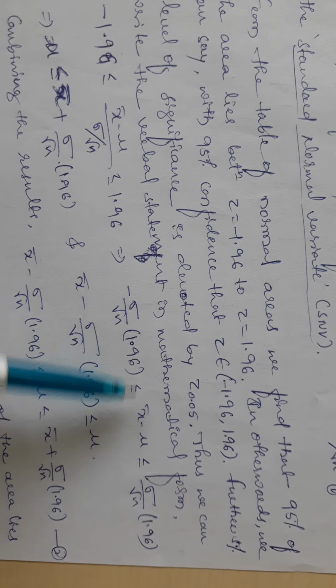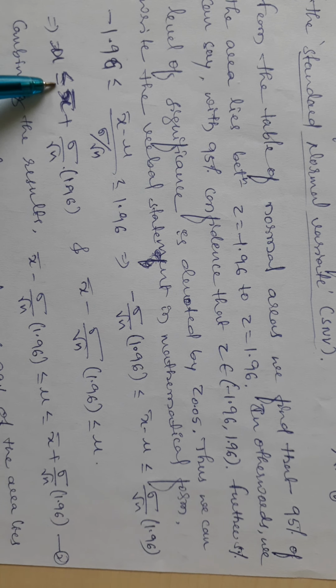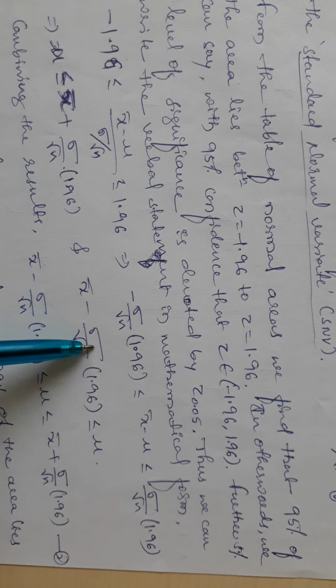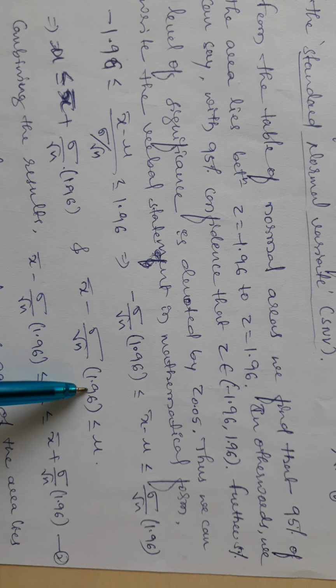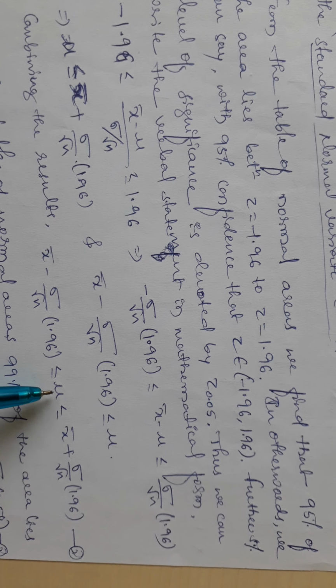Now, by simplifying, mu is less than or equal to x bar plus sigma divided by square root of n into 1.96, and x bar minus sigma divided by square root of n into 1.96 is less than or equal to mu. Now, combining these results, mu lies between x bar minus sigma divided by square root of n into 1.96 and x bar plus sigma divided by square root of n into 1.96.